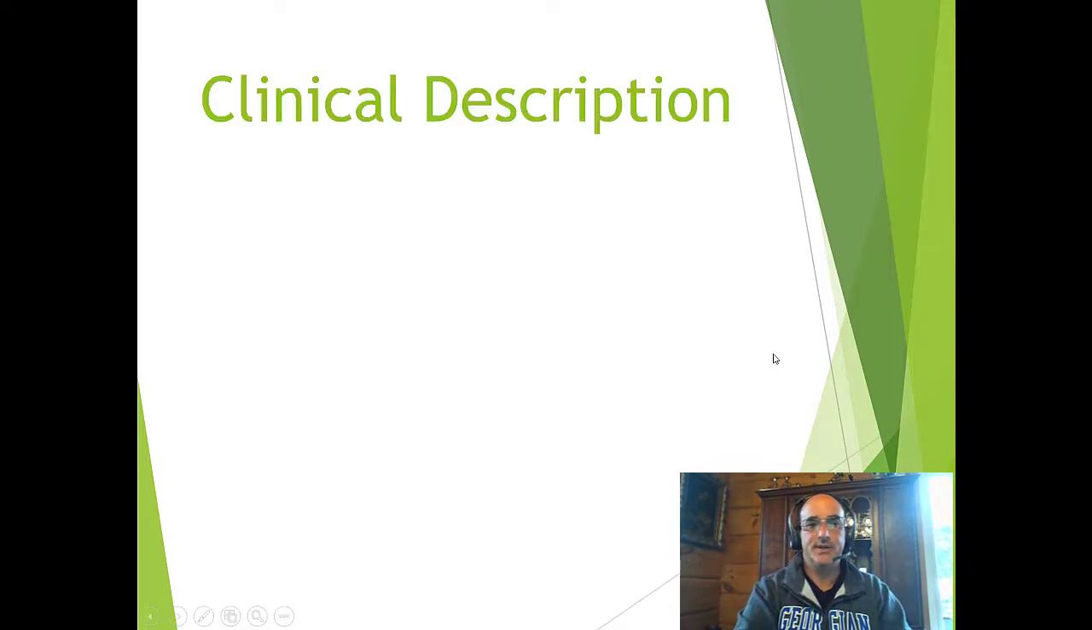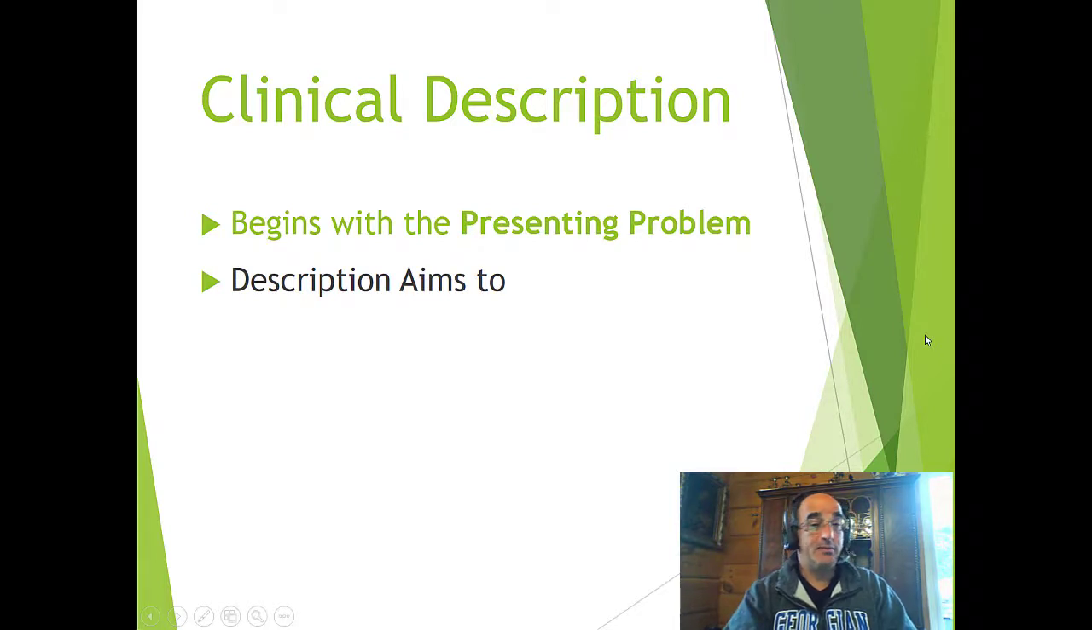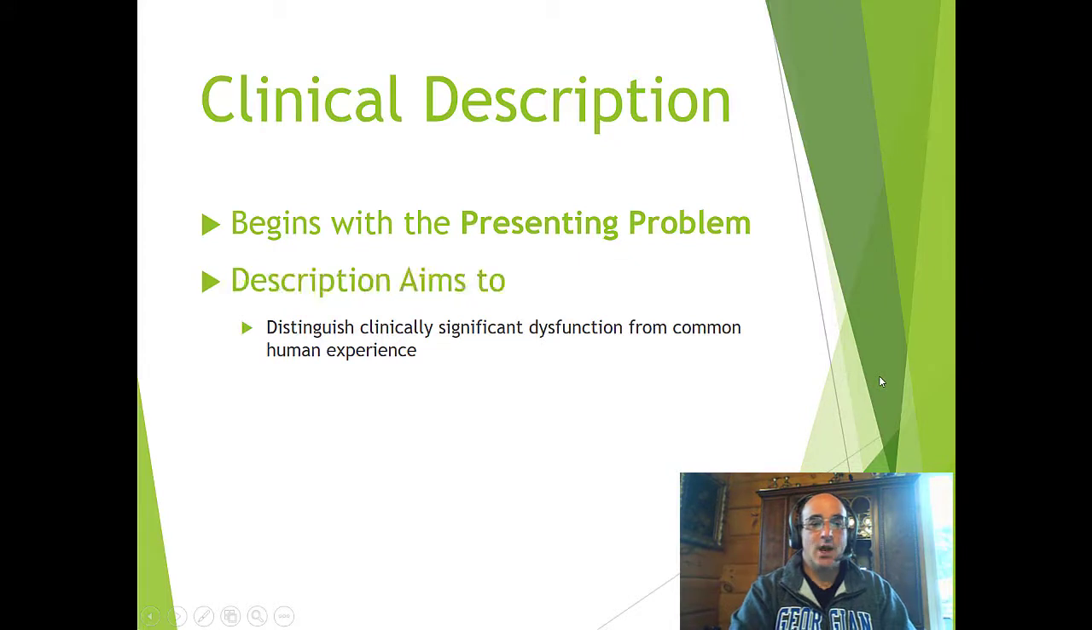So let's look at how we clinically describe a condition of mental illness. So first of all, psychology or mental health issues look at a clinical description that begins with a presenting problem. What is happening for that individual? And let's say, for example, for our purposes, the presenting problem is severe and troubling anxiety to the point where an individual is unable to function in their social, work, and home environment. So what are our aims? Our aims are to distinguish the anxiety, the clinically significant dysfunction, from the common human experience.